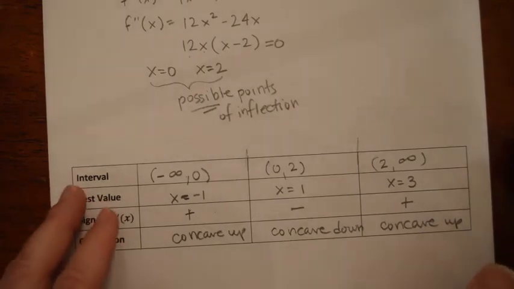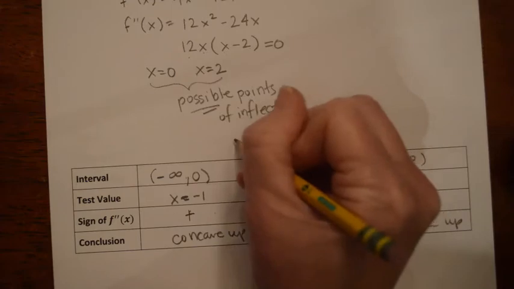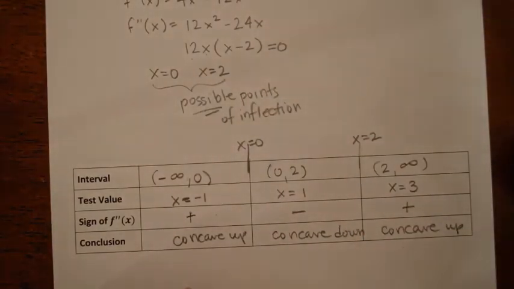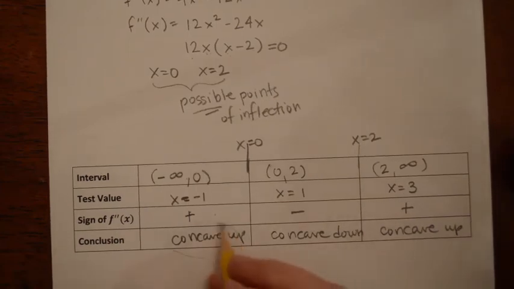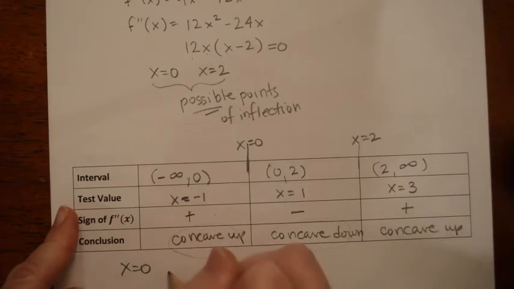All right, so what we want to see for it to be a point of inflection is at that point, at x equals 0 or at x equals 2, does the concavity switch, right? If it switches from down to up or up to down, then it is in fact a point of inflection. So I look at this, and an interval to the left of 0, it's concave up. In the interval to the right of 0, it's concave down. So yes, x equals 0 is a point of inflection.